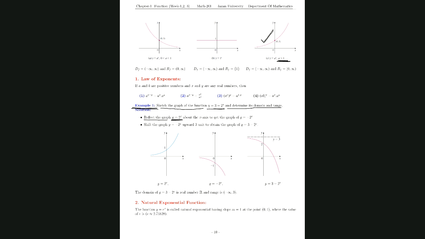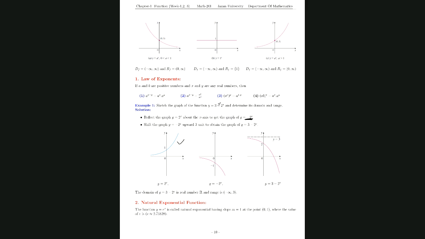Graph 3. So graph 3 here. So this is 2 power x. After that, look over here. If you take here minus 2 power x, so if the first is negative, then what will happen?